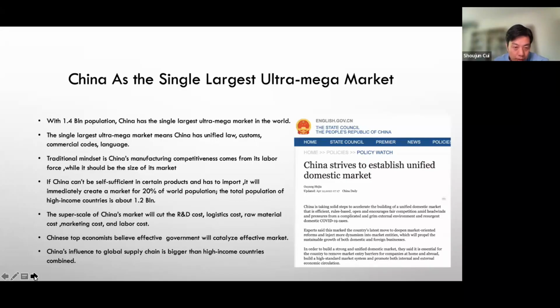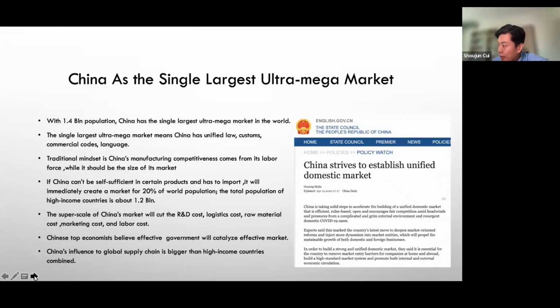So the total population in high income countries is about 1.2 billion, just like I have explained. So the super size of China's market will cut the R&D cost, and also the logistic cost.